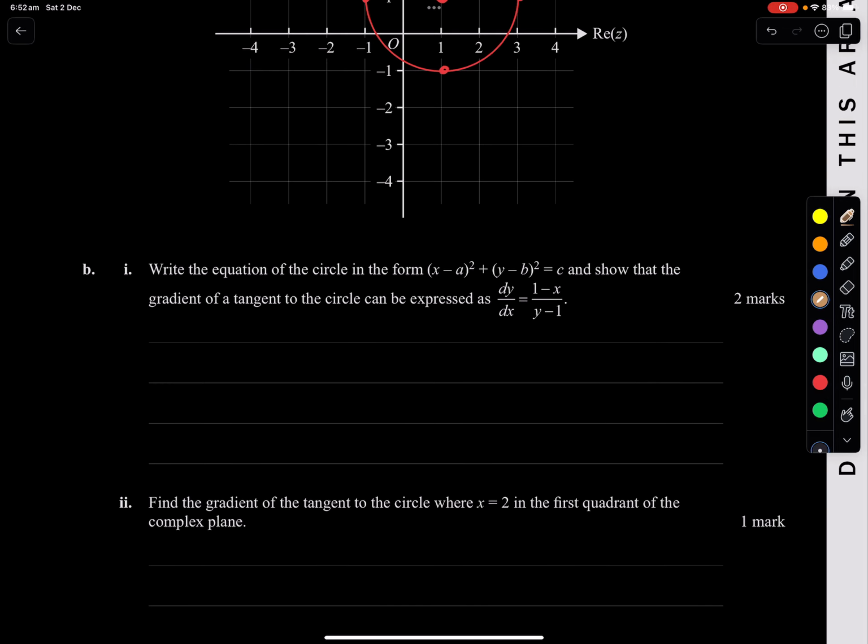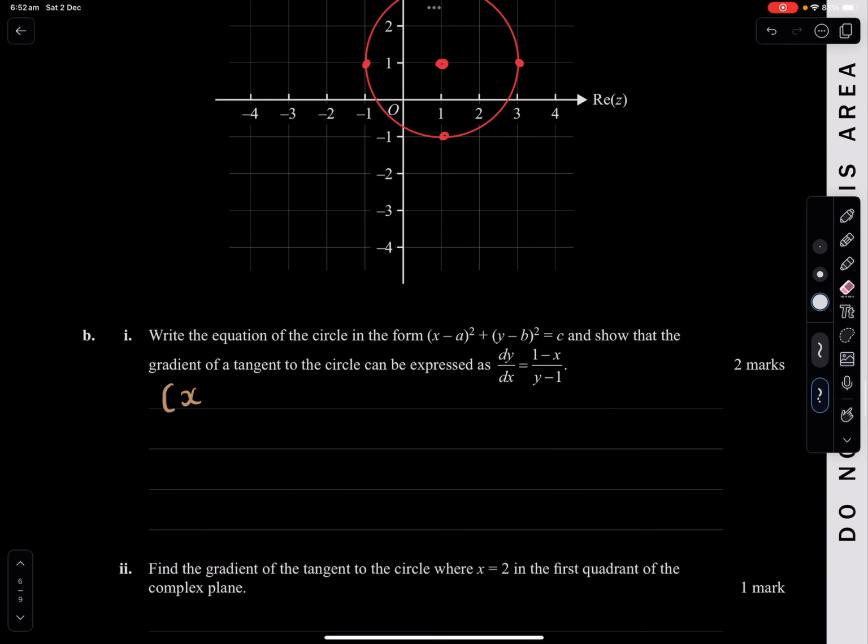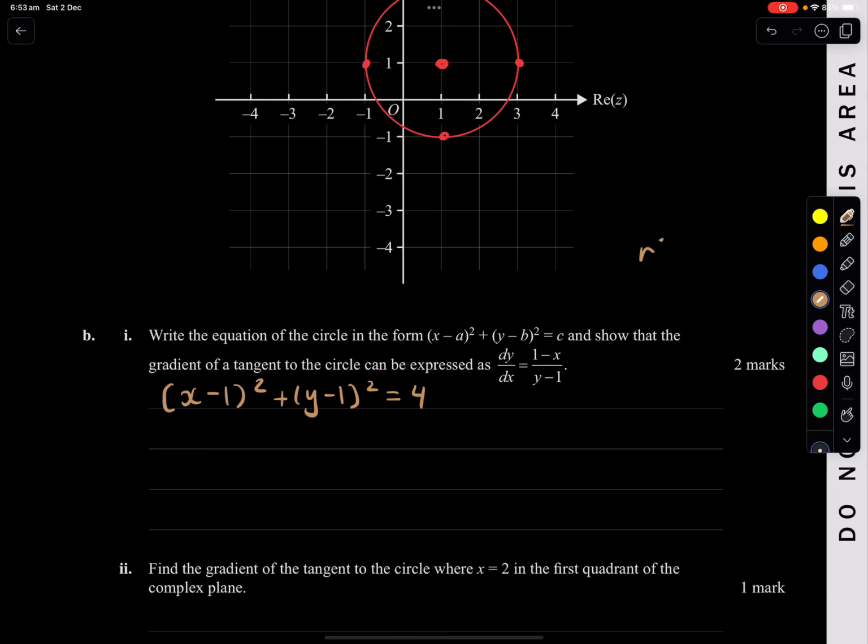So let's write that. In this equation, our coordinates are 1, 1, so it's going to be x minus 1 squared plus y minus 1 squared is equal to 2 squared, which is 4, which is, remember, your radius squared. Normally it's written as that.